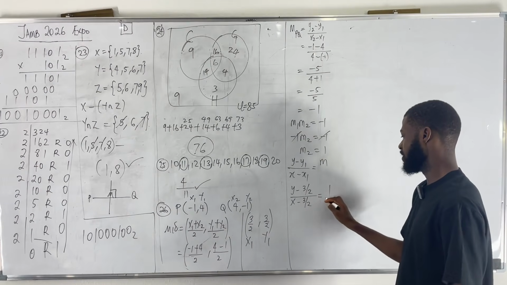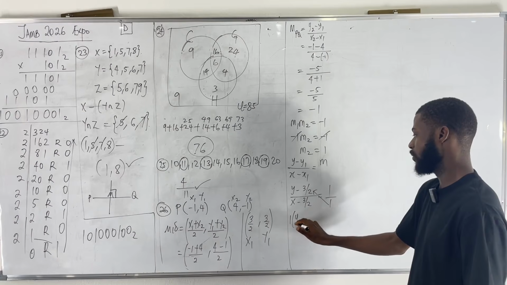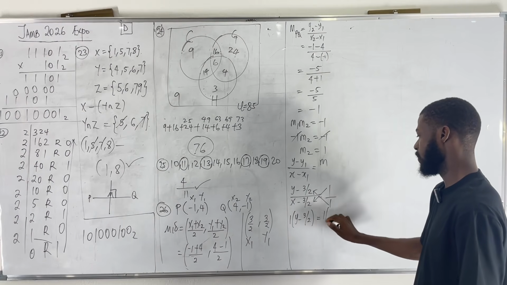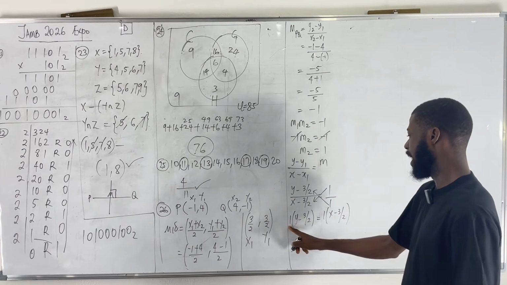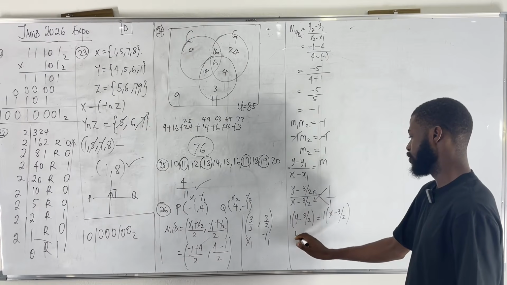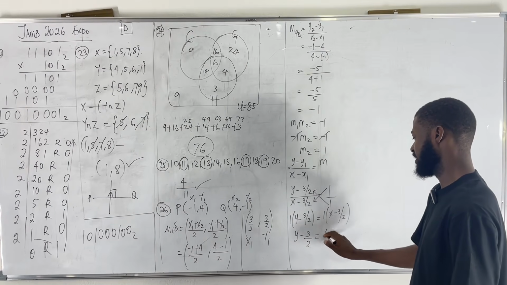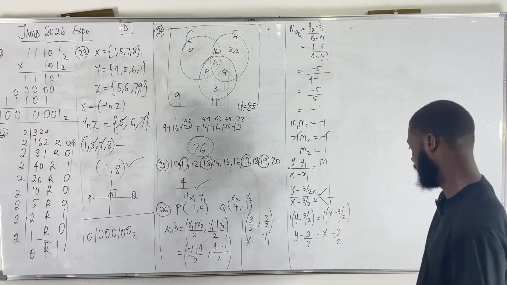So now let's cross multiply here. This will times this. So this will be 1 bracket y minus 3 over 2, equal this will times this, that's 1 bracket x minus 3 over 2. 1 times anything is that same thing. So this will be y minus 3 over 2, equal to x minus 3 over 2. This is funny. This is indeed funny.